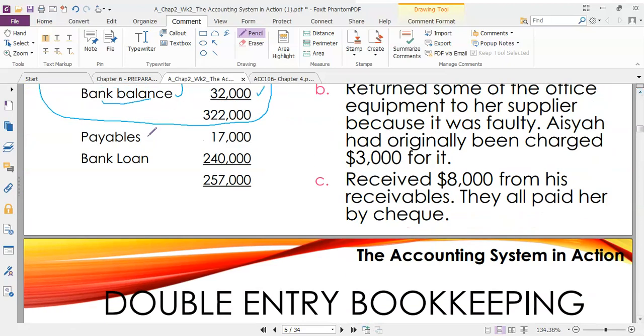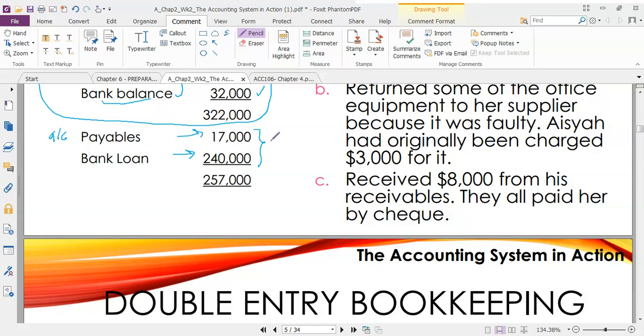Okay, next we also have balances on payables. Payable, we also call it account payables. So, account payables and also bank loan. Okay, can you remember these two things?